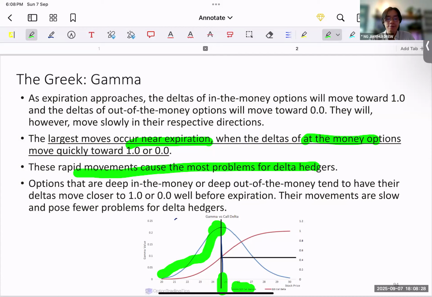However, if we are at extreme ends of the range, meaning out of the money or very in the money, then our delta and gamma are generally at the extreme ends as well, meaning that there's not going to be a large movement of our gamma.